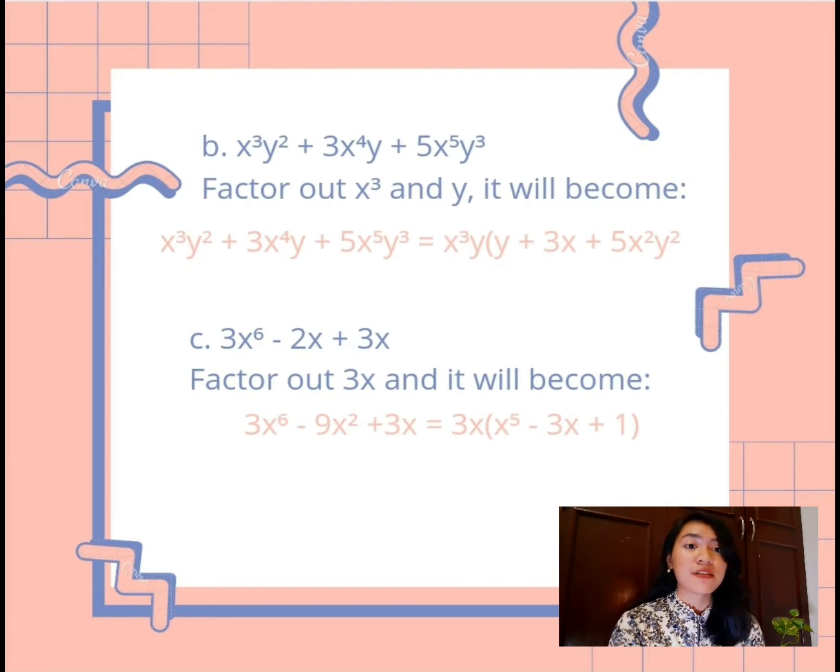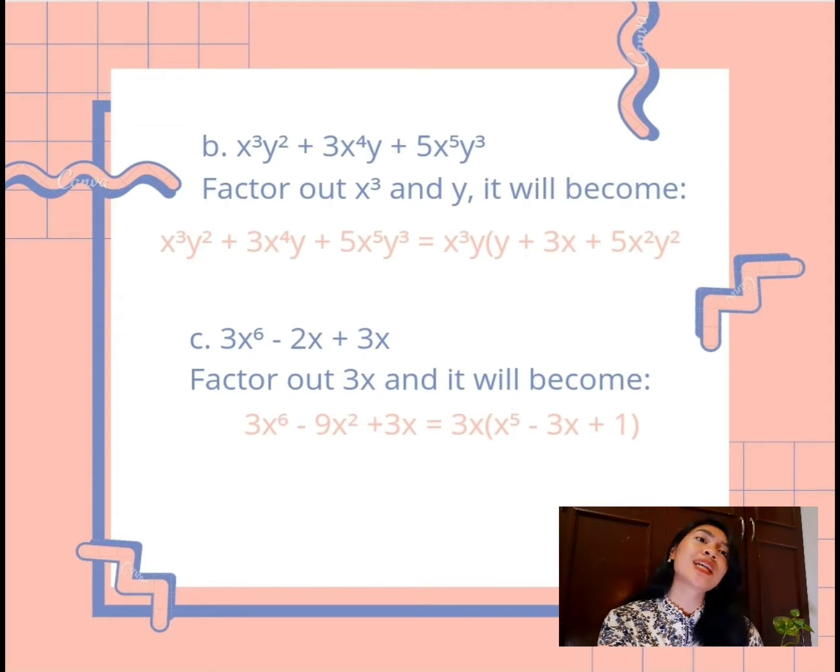In this case, we can factor a 3x out of every term. Here's the work for this one. We have 3x raised to the 6th power minus 9x squared plus 3x is equals to 3x times x raised to the 5th power minus 3x plus 1.